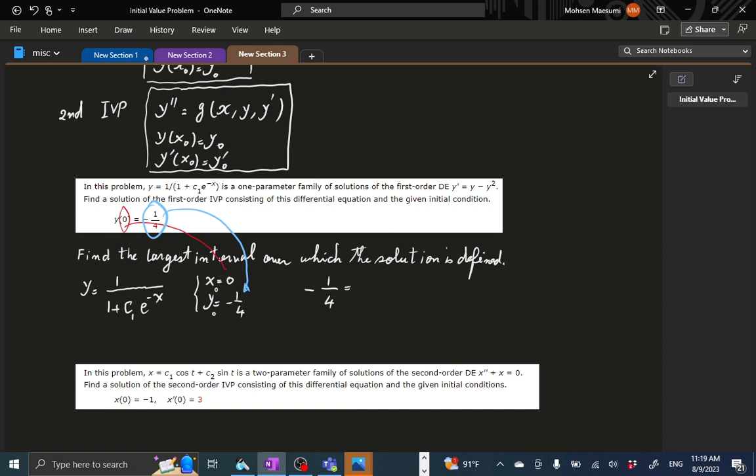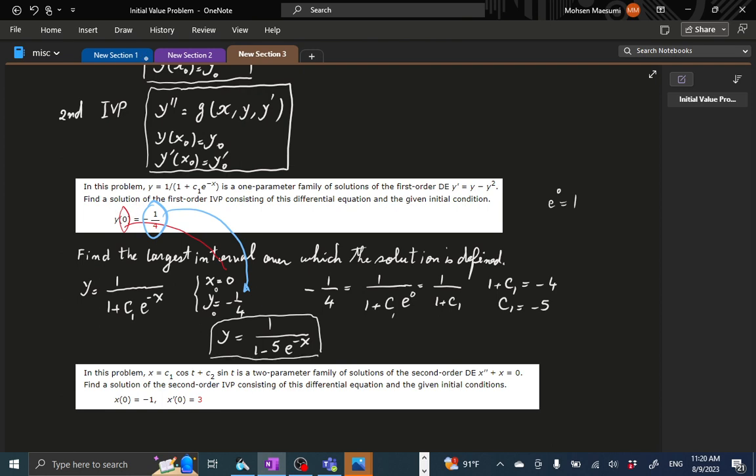Minus 1/4 is equal to 1 over 1 plus c1 exponential of, my x is 0. So this just becomes 1 over, of course, if you remember, exponential of 0 is just 1, 1 plus c1. So this denominator has to be minus 4. I have to have 1 plus c1 is equal to minus 4. Flip both sides. It tells you c1 is equal to minus 5, which tells you the solution that you have is 1 over 1 minus 5 exponential of minus x. So that's my solution. It says find a solution. Here's a solution that fits our bill that has this initial condition.